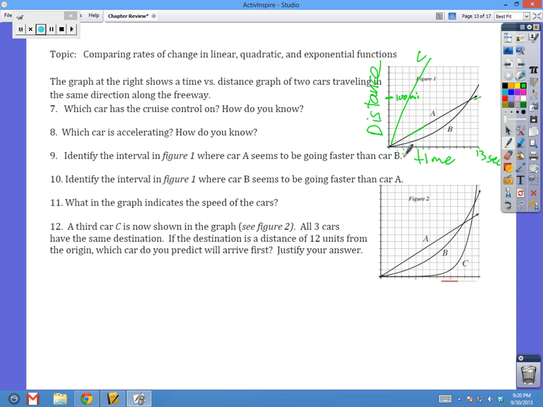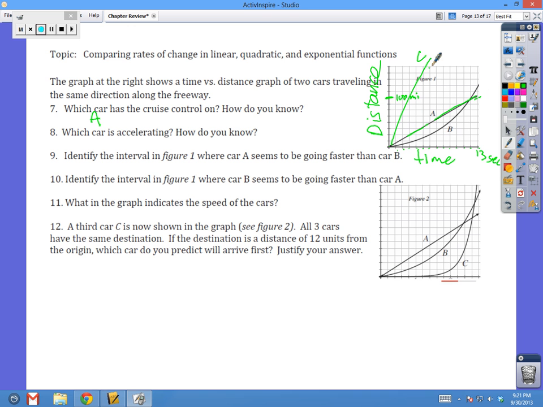So 7, which car has the cruise control on? It's got to be line A, because he is traveling at a constant rate. His speed is just staying the same. Distance is increasing at a constant rate. The further that time goes on, the closer he gets to grandma's house. So he's just cruising down the road at 60 miles an hour.